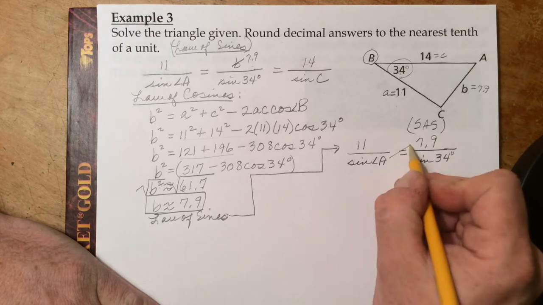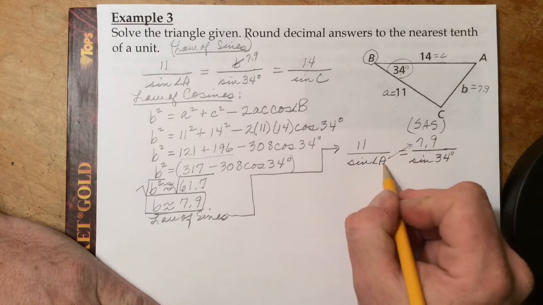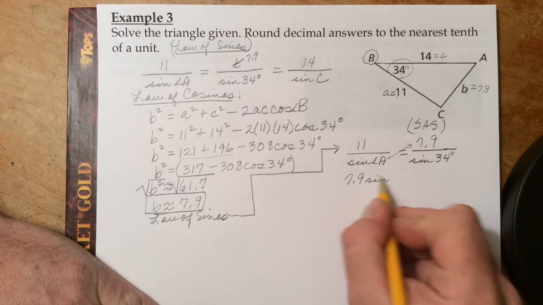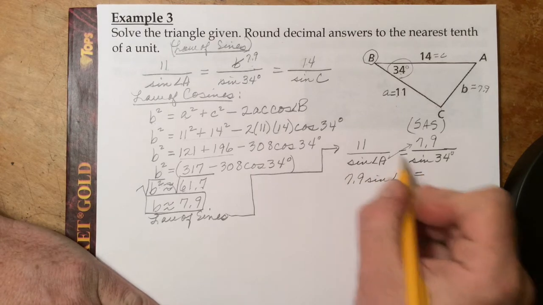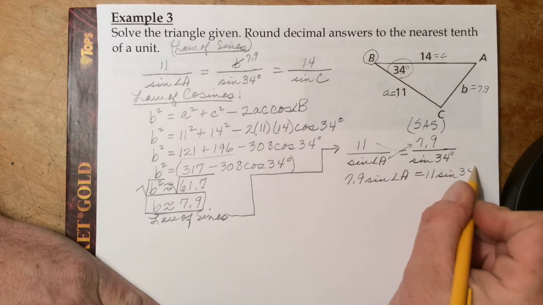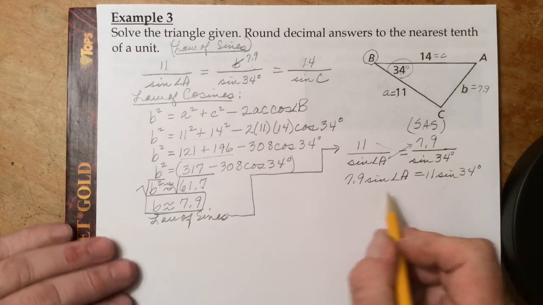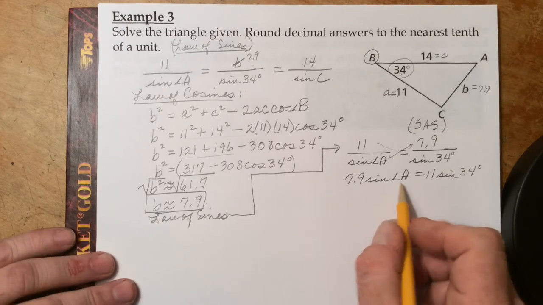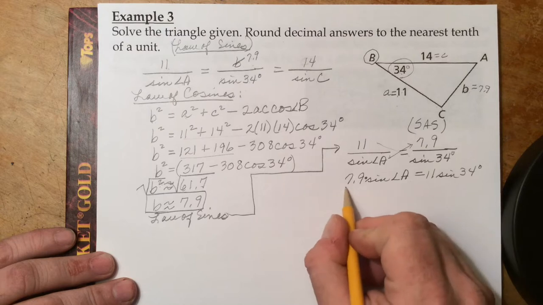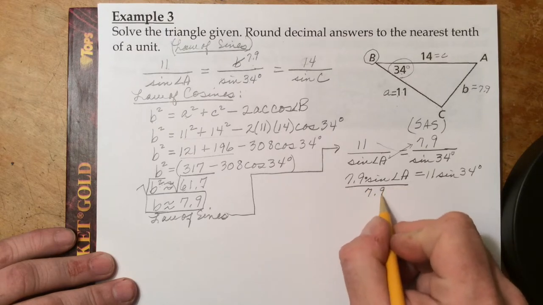So I'm going to go this way. Notice our variable is angle A here. So we have 7.9 times the sine of angle A equals, cross multiply this way, 11 times the sine of 34 degrees. Since we're solving for the measure of angle A, we need to get rid of the 7.9 that's being multiplied with the sine of angle A. So we divide both sides by 7.9.